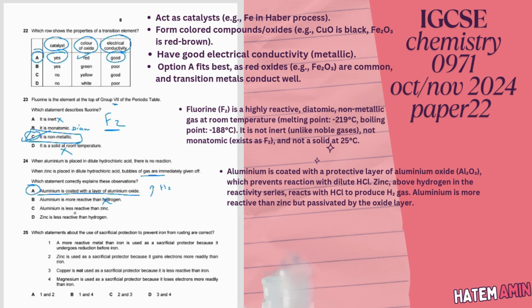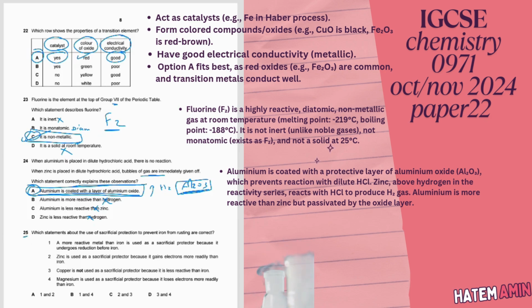Okay, aluminium is less reactive than zinc. No, this is not the reason. Zinc is less reactive than hydrogen. Okay, so the correct answer for preventing the reaction of aluminium with dilute hydrochloric acid is this layer of aluminium oxide, as aluminium is very reactive, so it gets oxidized directly with oxygen to give aluminium oxide, Al2O3. This aluminium oxide layer prevents the reaction of aluminium with hydrochloric acid.